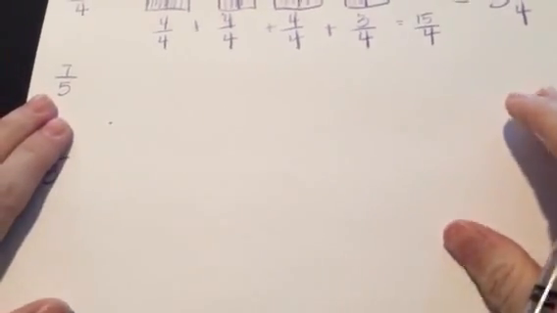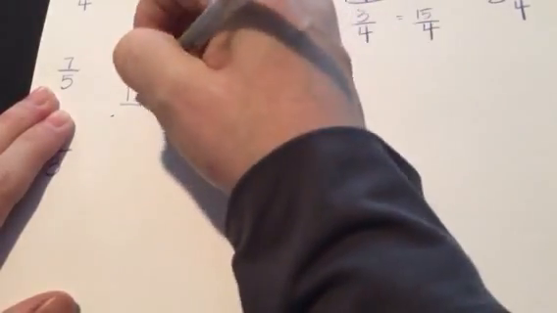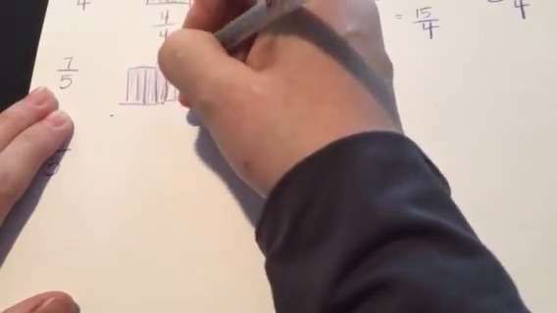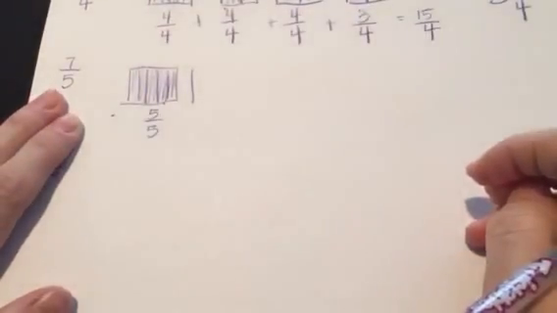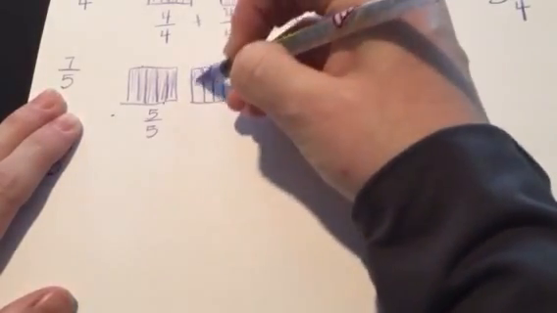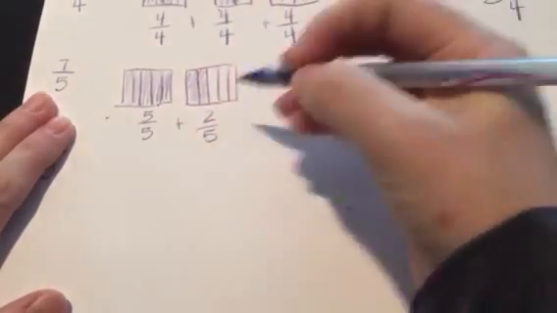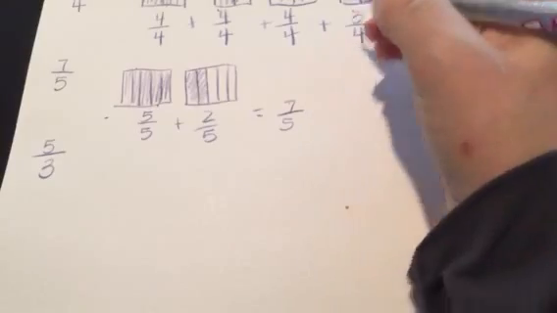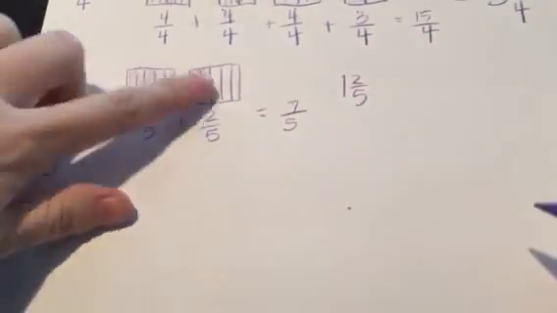And we can do the same thing with 7/5. And we'll draw a picture. So 1, 2. So there's 5/5. And I know that I need 2/5, so I'm only needing 2 of these fifths here. So 5/5 plus 2/5 is 7/5. And that leaves me with 1 and 2/5 when I go back to this picture.